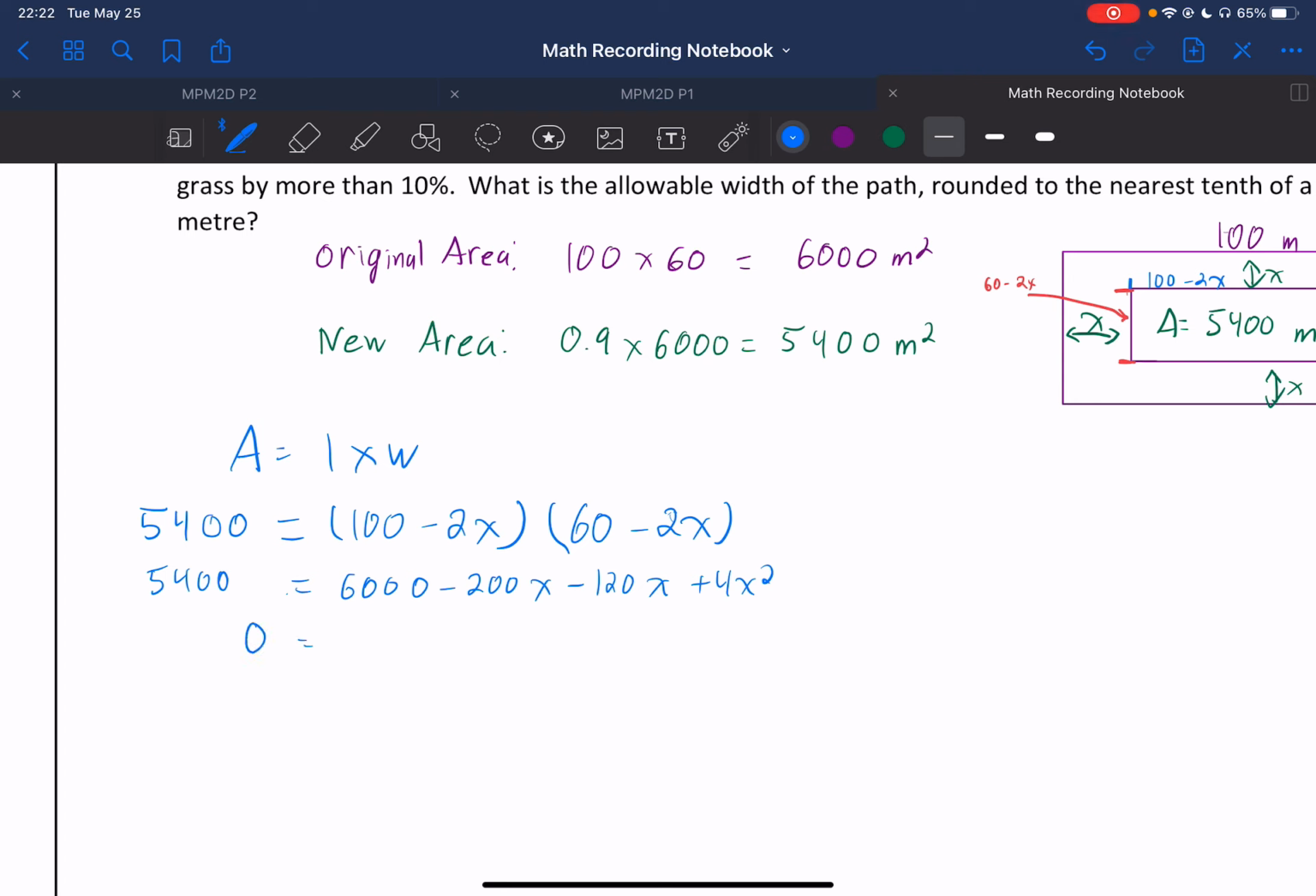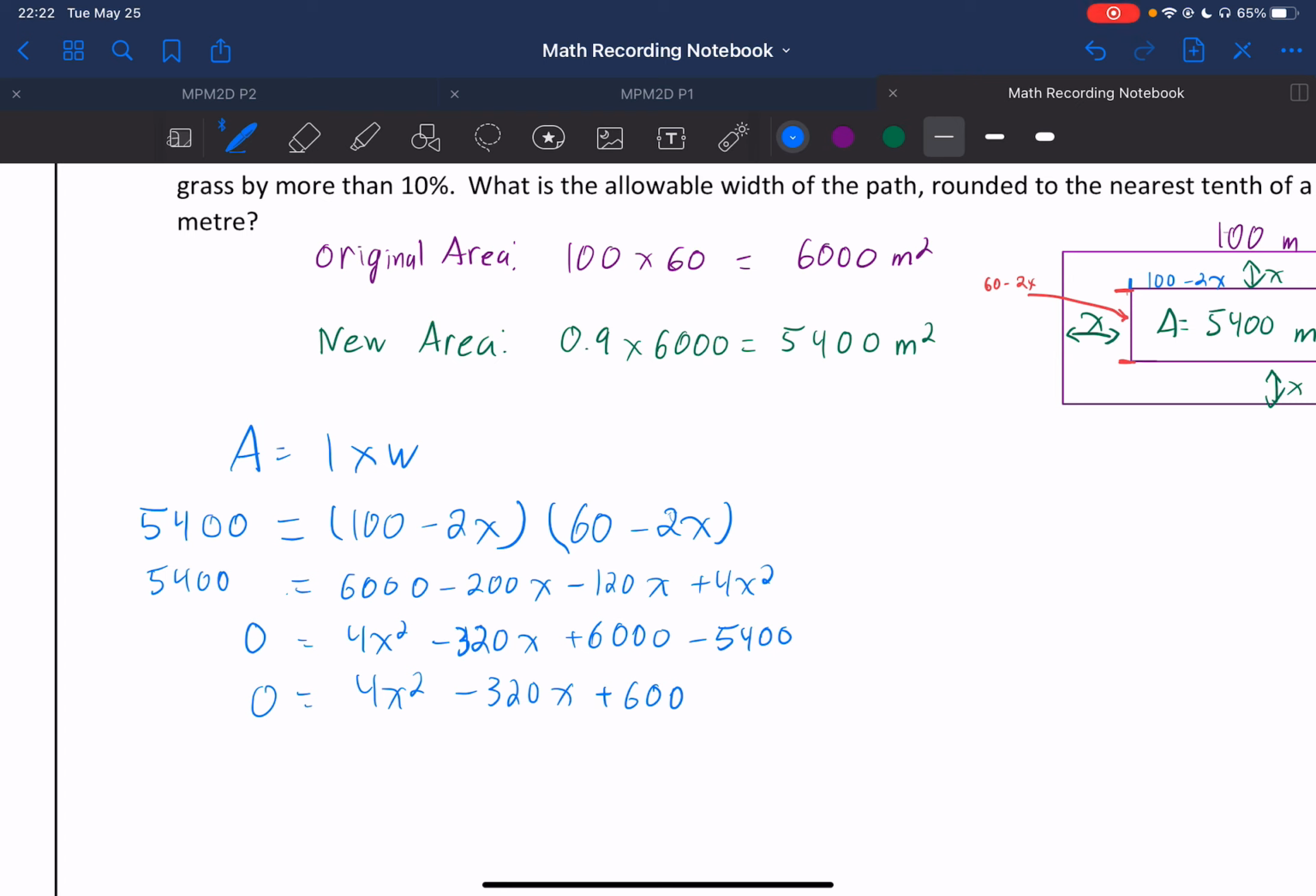What I'm going to do at this point is bring the negative 5,400 over and rearrange it to something we're used to seeing in ax squared plus bx plus c format. So we have 4x squared minus 320x plus 6,000 minus 5,400. Go and collect all the like terms in this line, plus what is left over, 600.